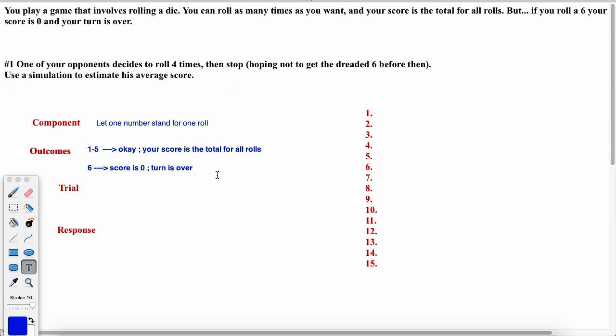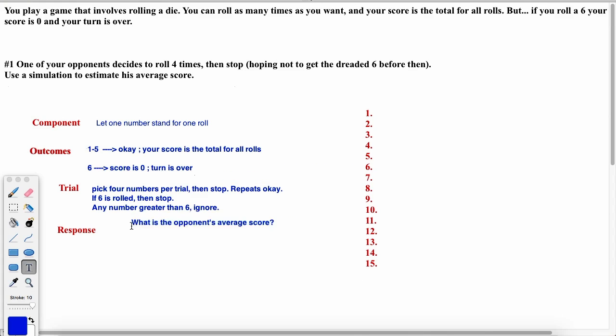The trial is a layout of instructions of how to run your trials. The opponent wants to roll 4 times, so we say pick 4 numbers per trial, then stop. Repeats are okay because we can roll, let's say, a 5 and get 5 again the next roll. If 6 is rolled, then stop because the turn is over. Any number greater than 6 we need to ignore.